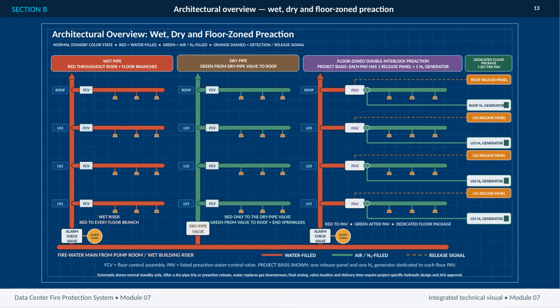The floor zone double-interlock preaction system is organized differently. Each PAV, or listed preaction water control valve, serves one floor and has a dedicated release panel and nitrogen generator. The riser is red up to the PAV, then green downstream under normal standby conditions. The key distinction is the zoning and dedicated release package for every floor PAV. This is a schematic of normal standby only. Actual valve locations, final zoning, hydraulic performance, and delivery time require project-specific design and AHJ approval.